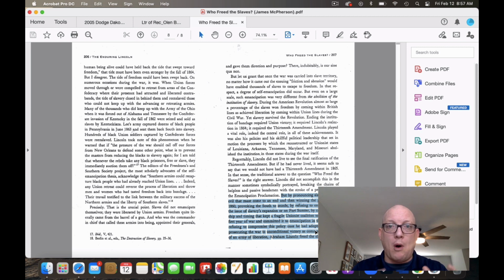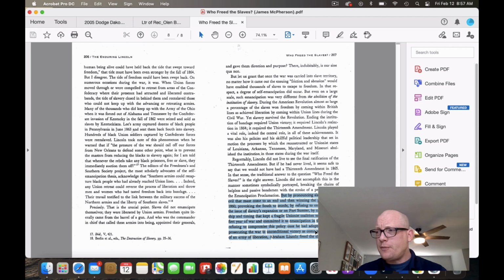But once he had decided on this policy, he refused to back away, even though many Unionists were arguing this is a problem. It's going to be hard to get people, again, in these loyal slave states to back you up. And it's going to be even harder to bring these rebellious states back into the fold now that you're emancipating their slaves or their property, right? But he stuck firm to that policy. He didn't compromise it. And then by prosecuting the war to unconditional victory as Commander-in-Chief of an Army of Liberation.